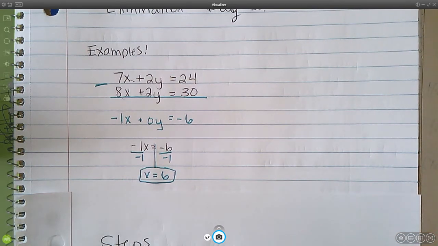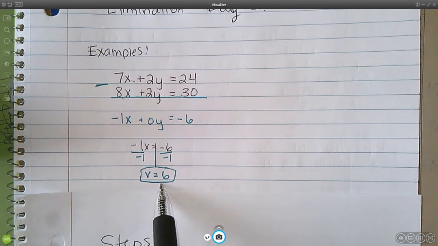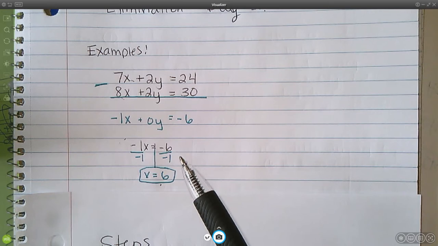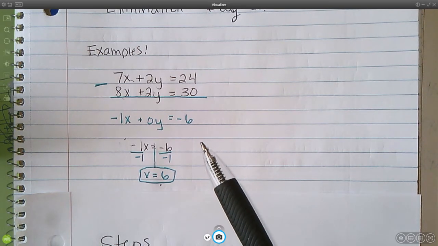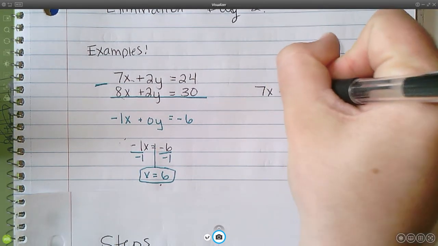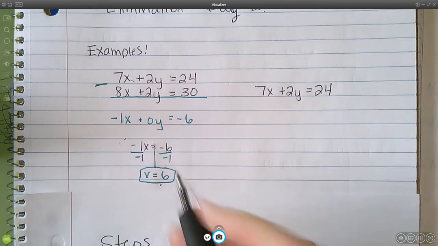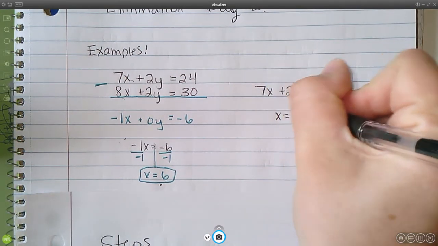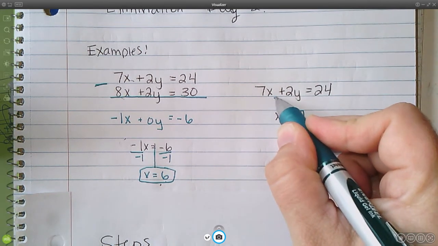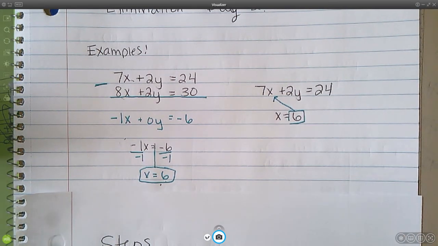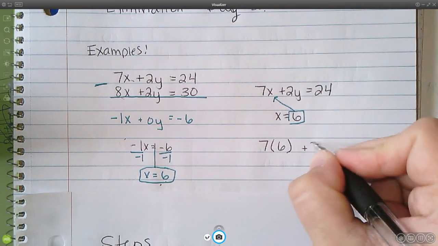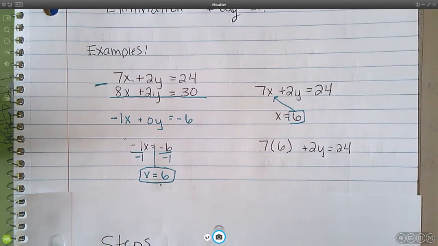The next step was to substitute the 6 into either one of these equations. It doesn't matter which one you pick. You can do either of them and you'll get the same answer. I'm just going to pick the top one. So 7x plus 2y is 24, and we also have x equals 6. So we need to take this 6 and put it in for that x. When I do that, you get 7 times 6 plus 2y equals 24.